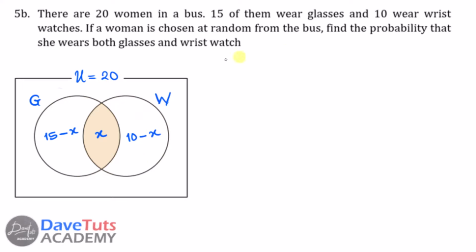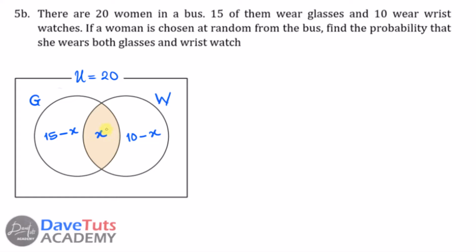We are doing this because for us to get the probability of those wearing both glasses and wristwatch, that will be this particular region common to both of them. This is the region for those wearing both glasses and wristwatch, and then we will say that number, we can divide it with the total number of women, which is 20, for us to get that probability. So we need to get those who are wearing both glasses and wristwatches.